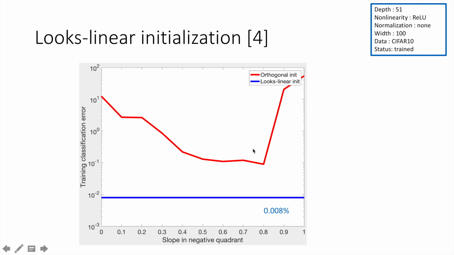And again, the network with an approximate orthogonal initial state significantly outperforms even that lowest error value. In fact, Looks-Linear initialized ReLU attained the lowest error of all MLPs of depth 51 we trained on CIFAR10 as part of our research.